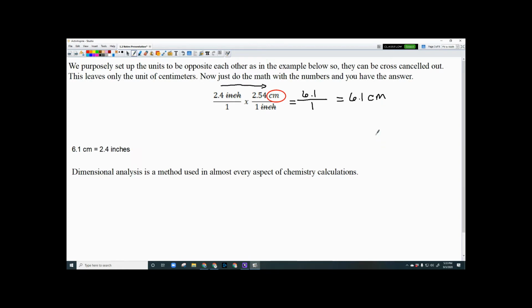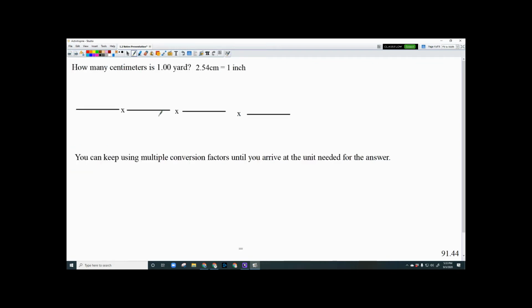Dimensional analysis is a method that we use in almost every aspect of chemistry, in the calculations that we do in chemistry. So it's really, really important to know what you're doing on this. All right, so I'm going to move some of these out of the way so that they're not distracting.